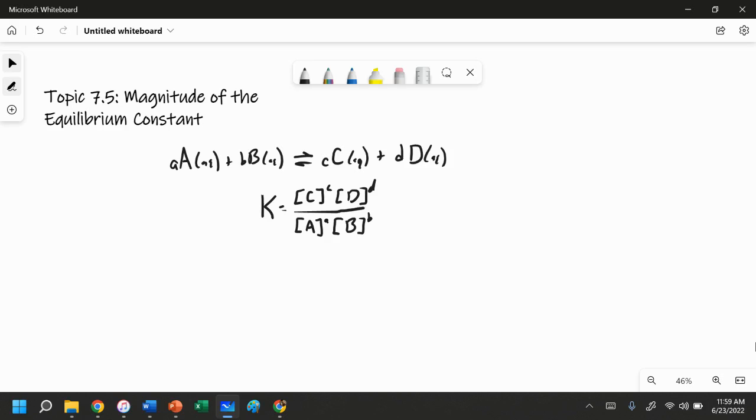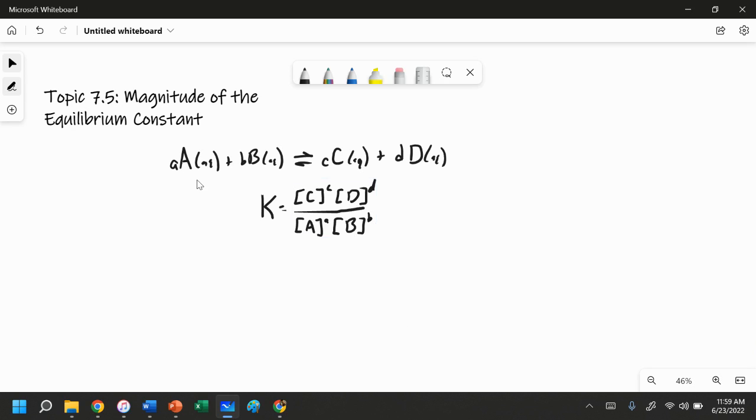Hello, and welcome to our AP Chemistry review of topic 7.5, magnitude of the equilibrium constant. So the equilibrium constant is a ratio between the concentrations of the products divided by the concentration of the reactants.